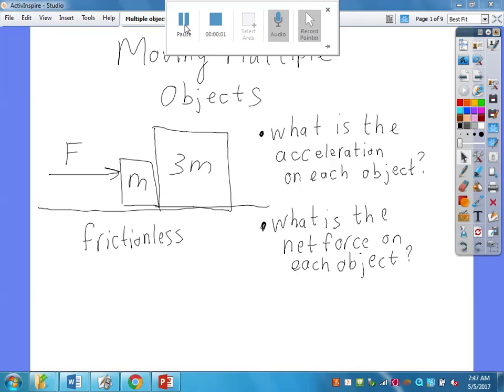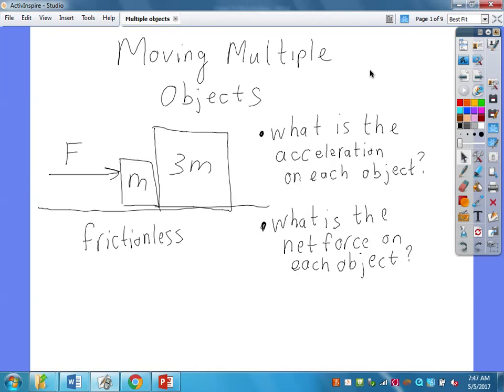All right, hi all, this is Mr. Yeager. We are going to look at basically the idea of forces when we're pushing multiple objects.